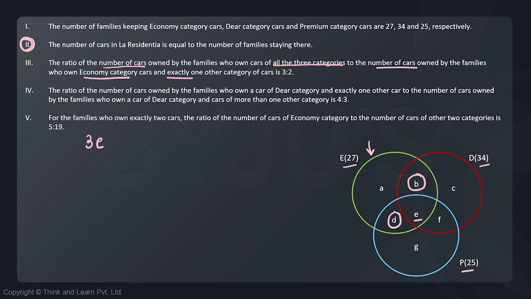So these B and D are the number of families who are having economy category car and exactly one more car. But the number of cars with them would be double of B and D because they are having two cars each. So the ratio of 3E and twice of B plus D, because B plus D is the families, each one of them is having two cars. So the number of cars with them is twice of B plus D. The ratio says 3 is to 2 is equal to this. So I can straight away cancel out 3 and 2 and I'll get to know from there that E is equal to B plus D. So basically if you write them in the form of fractions, 3 and 2 would cancel out and you would get E is equal to B plus D according to this third statement.